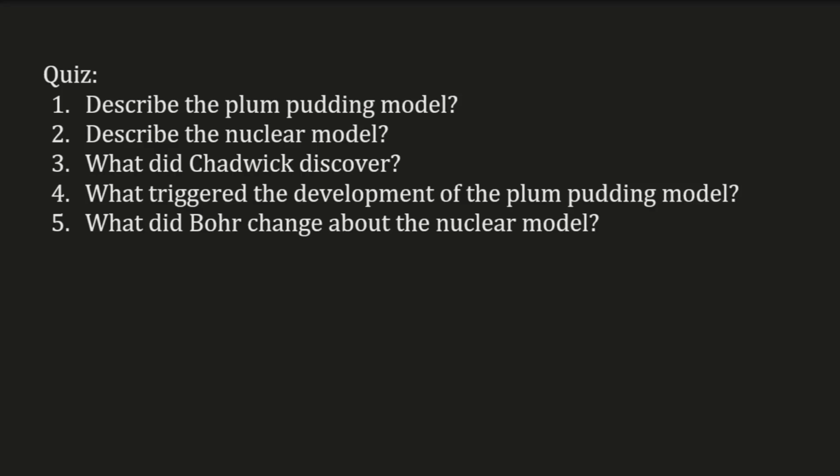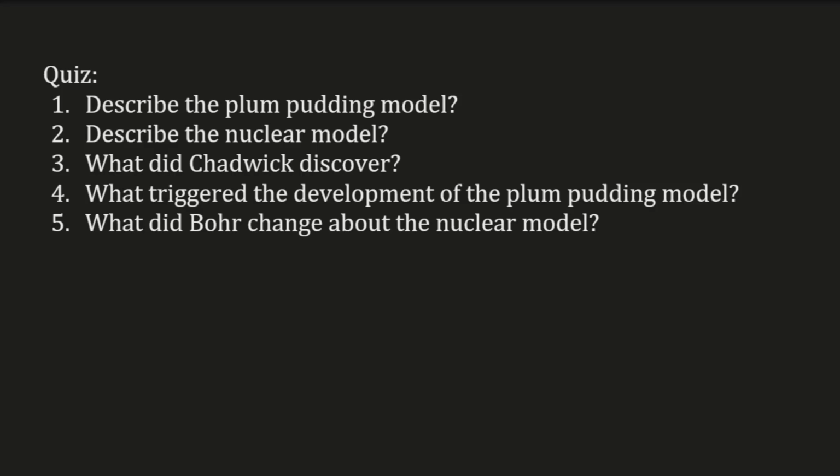What we noticed was two observations. The first one was that most of the alpha particles passed straight through and were detected on the other side. Some of the alpha particles were deflected. And so two conclusions were made. The first one was that because most of the alpha particles passed straight through, that means that most of the atom was empty space.